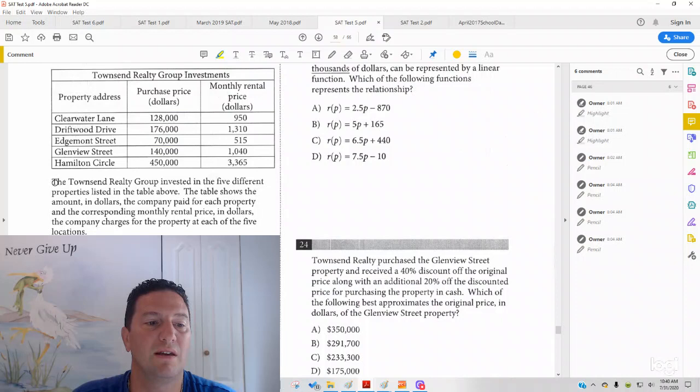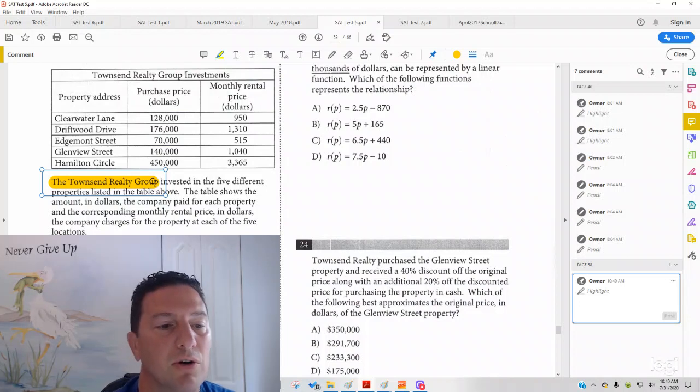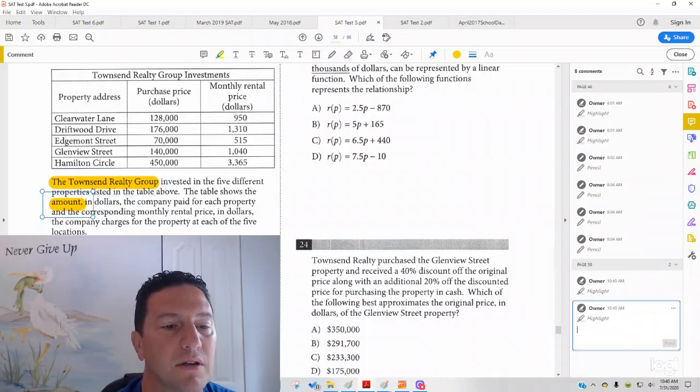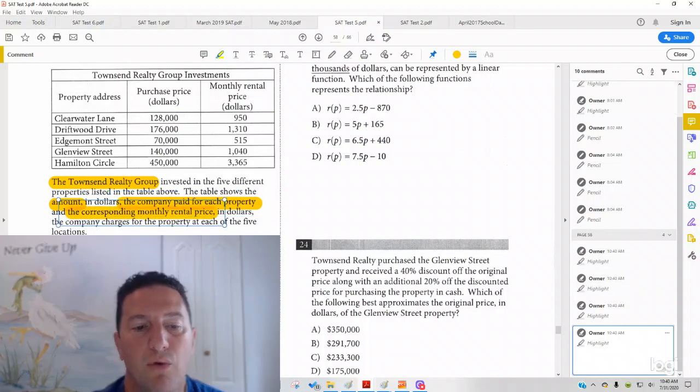And we read, the Towson Realty Group invested in 5 different properties listed in the table above. The table shows the amount in dollars the company paid for each property and the corresponding monthly rental price in dollars the company charges for the property at each of the 5 locations.